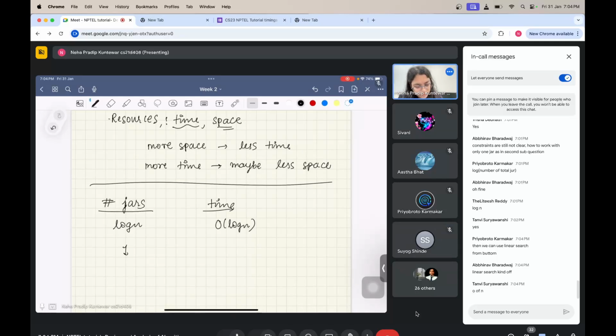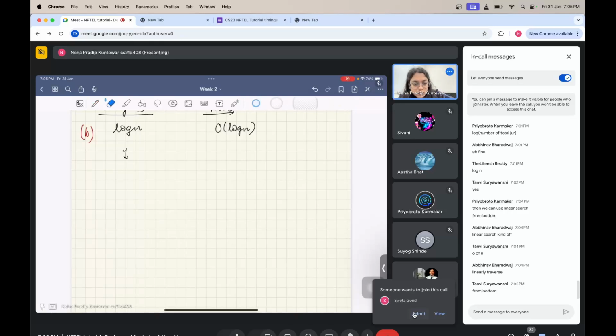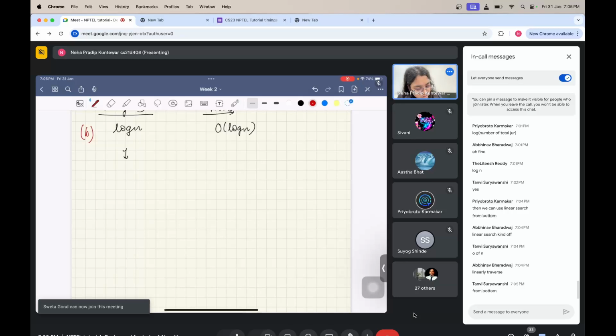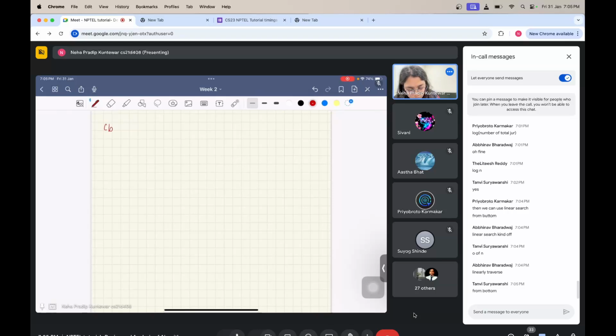Where do you start from? From 1. Exactly, you can't start from the top, because if it breaks there, then you can't do anything. So you're going to start from 1. Here's your ladder, and these are your steps all the way up to n.